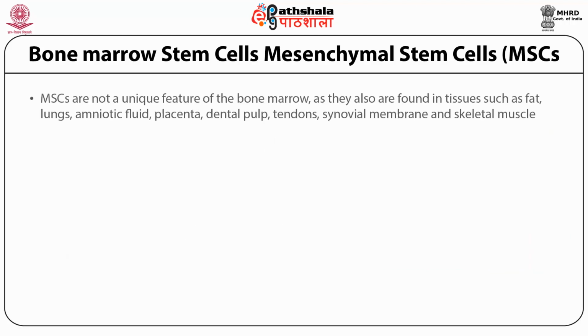Now, these mesenchymal stem cells are not a unique feature of the bone marrow. Besides being present in the bone marrow and the blood fractions, they are also found in those tissues which have adult mesenchymal cells like the adipose tissue, lungs, amniotic fluid, placenta, even the dental pulp, tendons, skeletal muscles. So from all these sources, mesenchymal stem cells have been isolated and characterized.